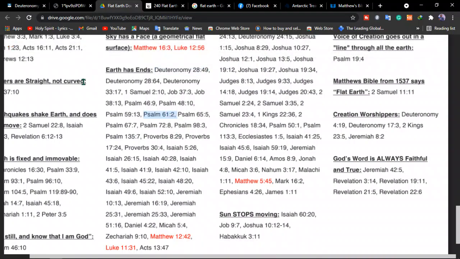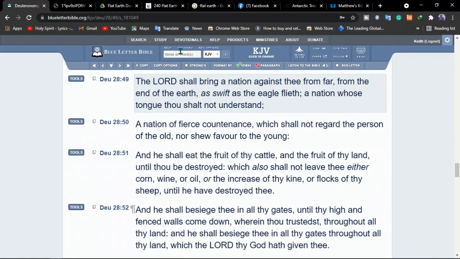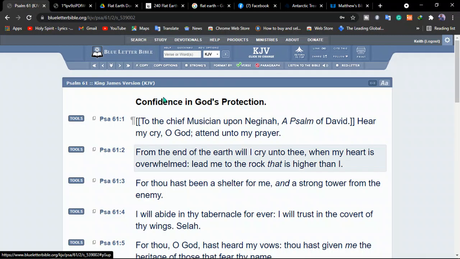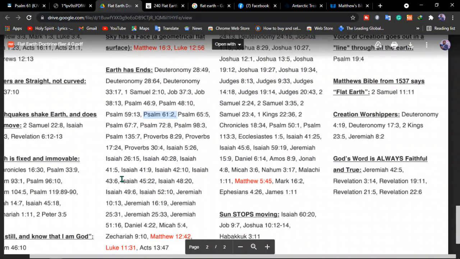Let's see Psalm 61 verse 2. I'll sample two or three more verses and we're done. It says, "From the end of the earth will I cry unto thee, when my heart is overwhelmed. Lead me to the rock that is higher than I." You see, from the end of the earth. That's David saying this. Two more.